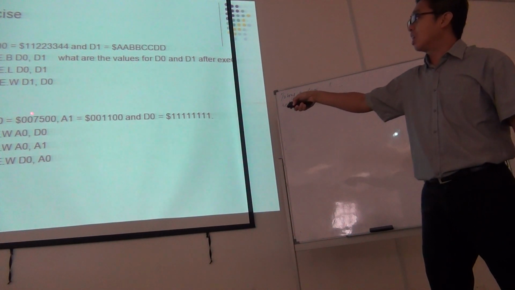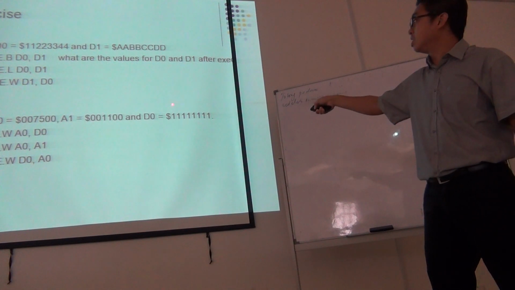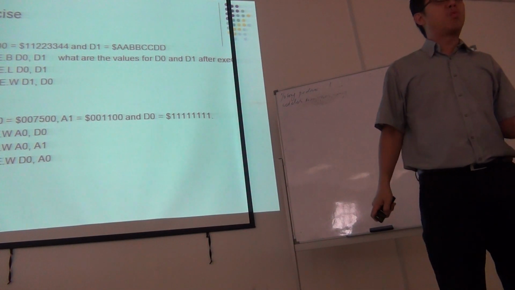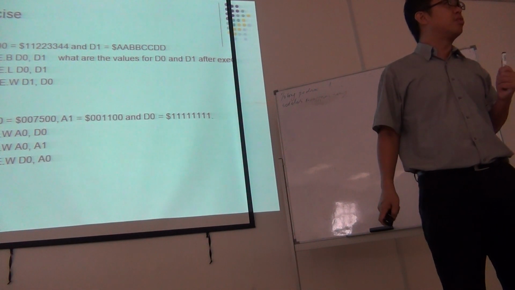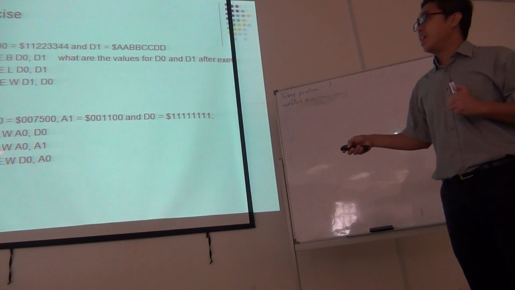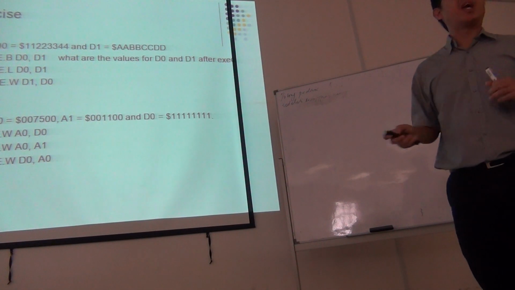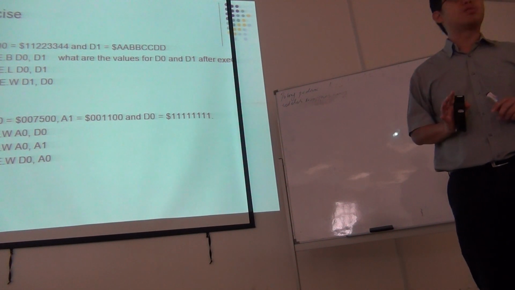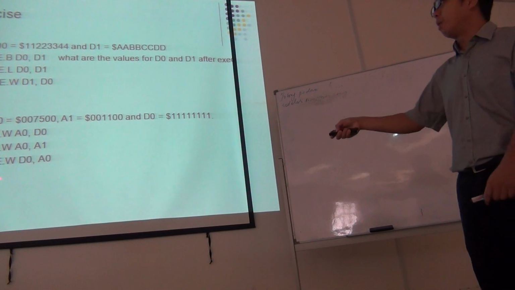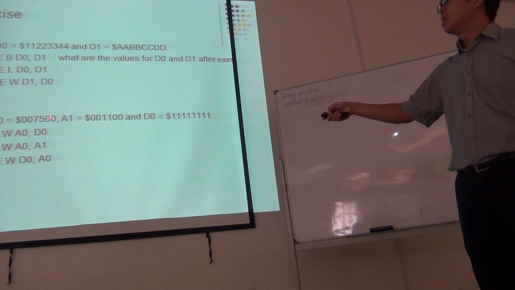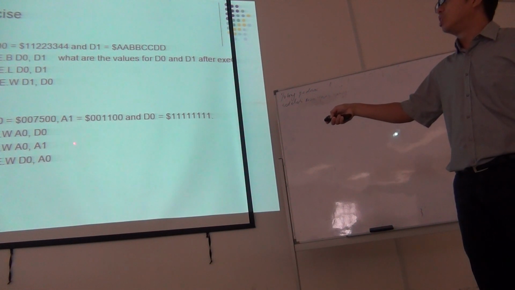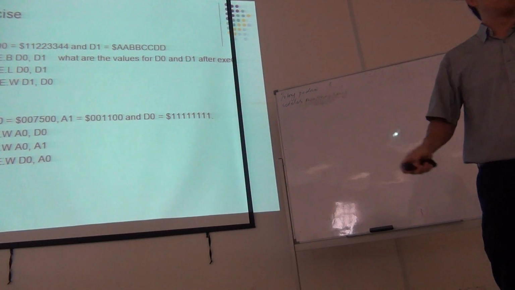Move.W, take the last 4. Go here, the answer is 1 1 1 1 7 5 0 0. Add address A0 to A1. Add, there's no sign extend rules. Add only adds up the numbers. So .W between A0 and A1: 7500 plus 1100. The final A1 will be 0 0 0 0 8 6 0 0.